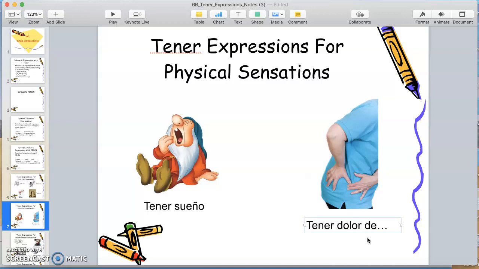So when you get to the chapter where we learn body parts, you can ask, do you have pain of the head? Like, meaning, do you have a headache? Are you having pain in your back? Okay, and there's a whole song that goes with that, and we'll learn it. But now you know, tener más dolor más de, to have pain.